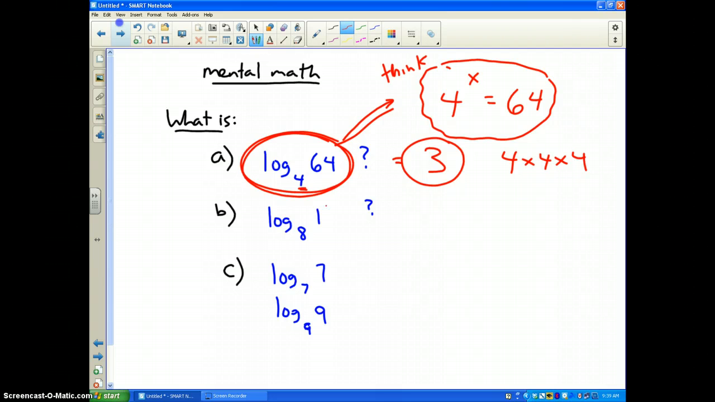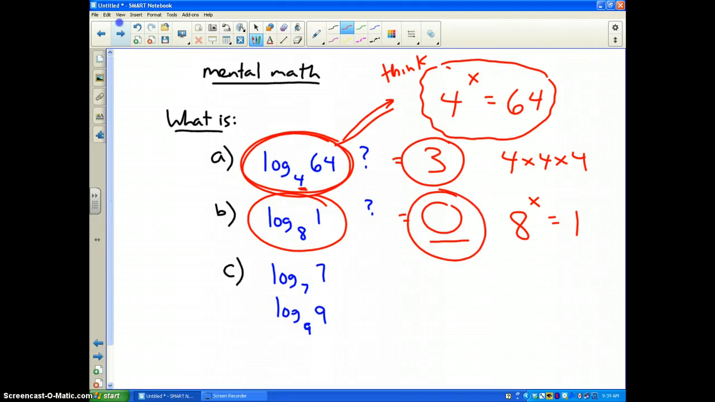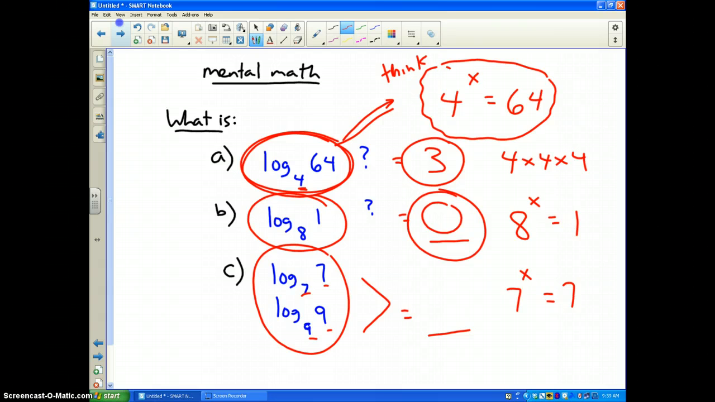Okay, do the second one. Log base 8 of 1 is equal to what? Hopefully you think, 8 to what power is 1? The only thing that can make anything equal to 1 as a power is the number 0. Last, you're going to see things like this a lot, where the base and this number are the same. Log base 7 of 7 or log base 9 of 9. That's asking you, 7 to what power is 7? If these two numbers are the same, the answer is always 1.